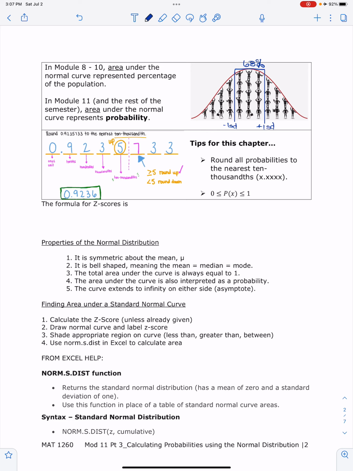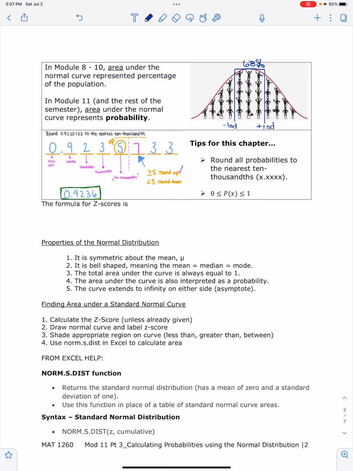Now, moving forward, we're going to look at that area under the curve as a probability. Okay, the probability that somebody is less than a certain height, the probability that somebody has an IQ greater than a certain number. Okay. So real quick, we want a review of how to round.